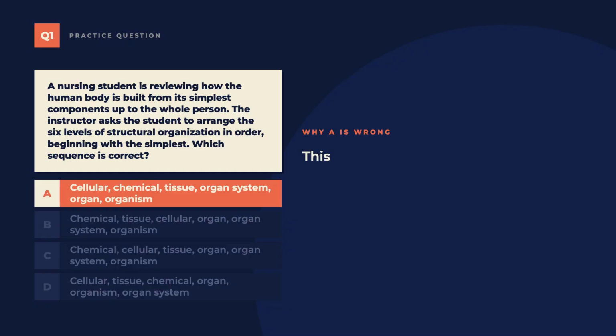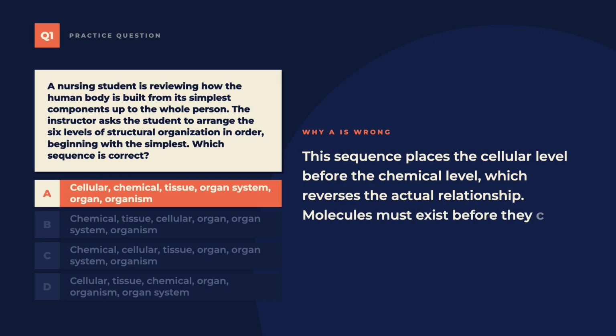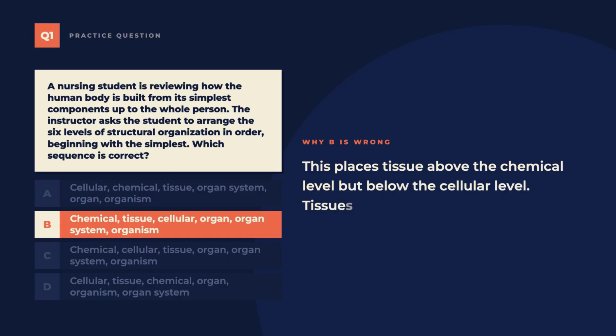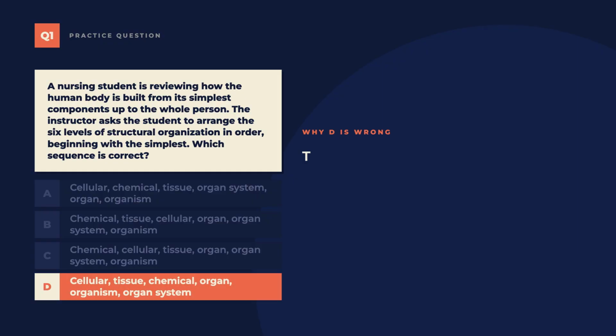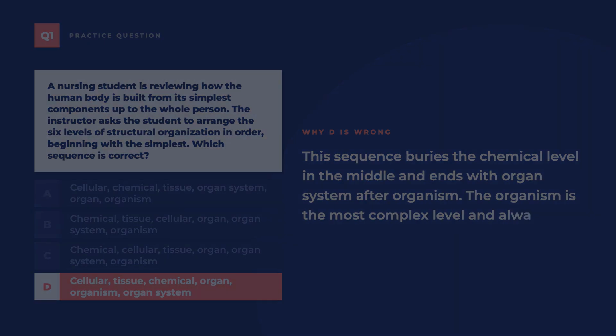A is wrong because this sequence places the cellular level before the chemical level, which reverses the actual relationship. Molecules must exist before they can be assembled into organelles and cells. B is wrong because this places tissue above the chemical level but below the cellular level. Tissues are groups of similar cells, so cells must come first. D is wrong because this sequence buries the chemical level in the middle and ends with organ system after organism. The organism is the most complex level and always comes last.